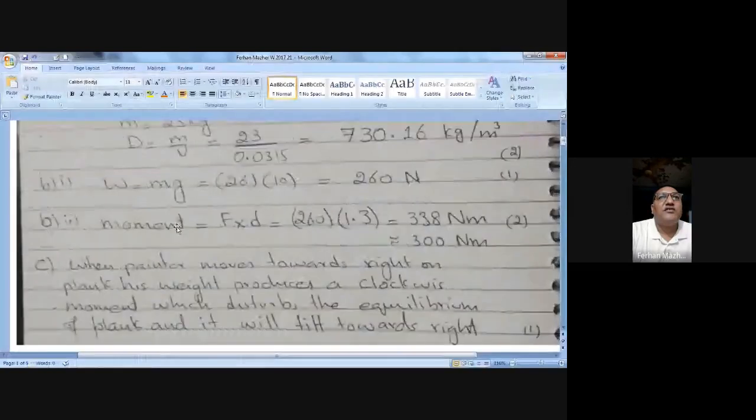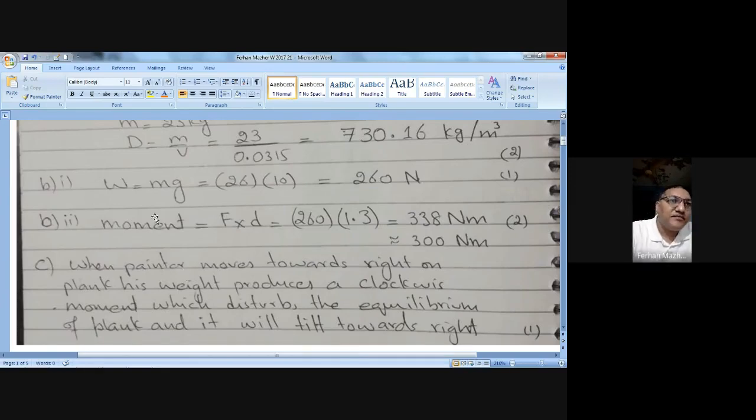On your screen, you can see B first part, W equals mg. Sorry, the mass of the plank was 26 kg. 26 into 10, the answer will be 260 Newton. I, by mistake, said 23 kg. It was 26 kg. I hope you understand this part.